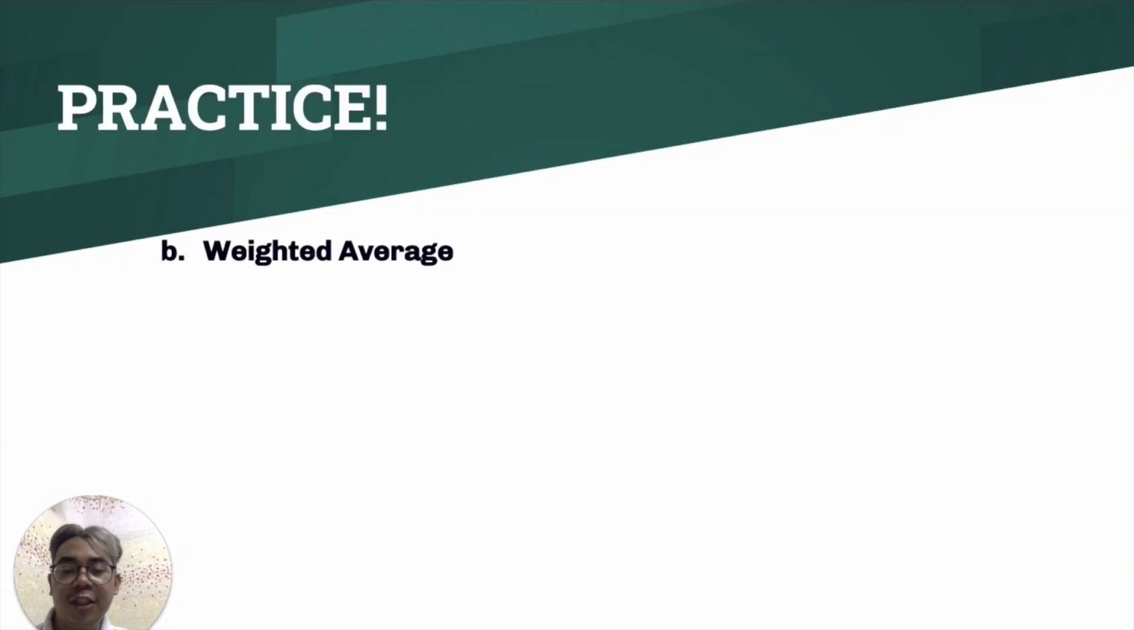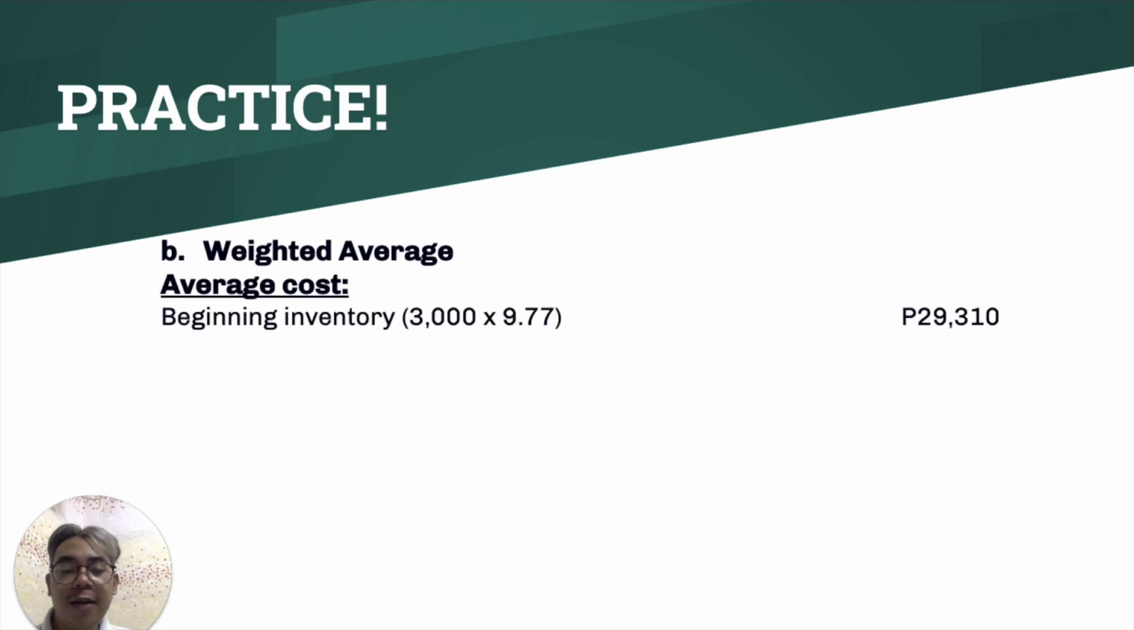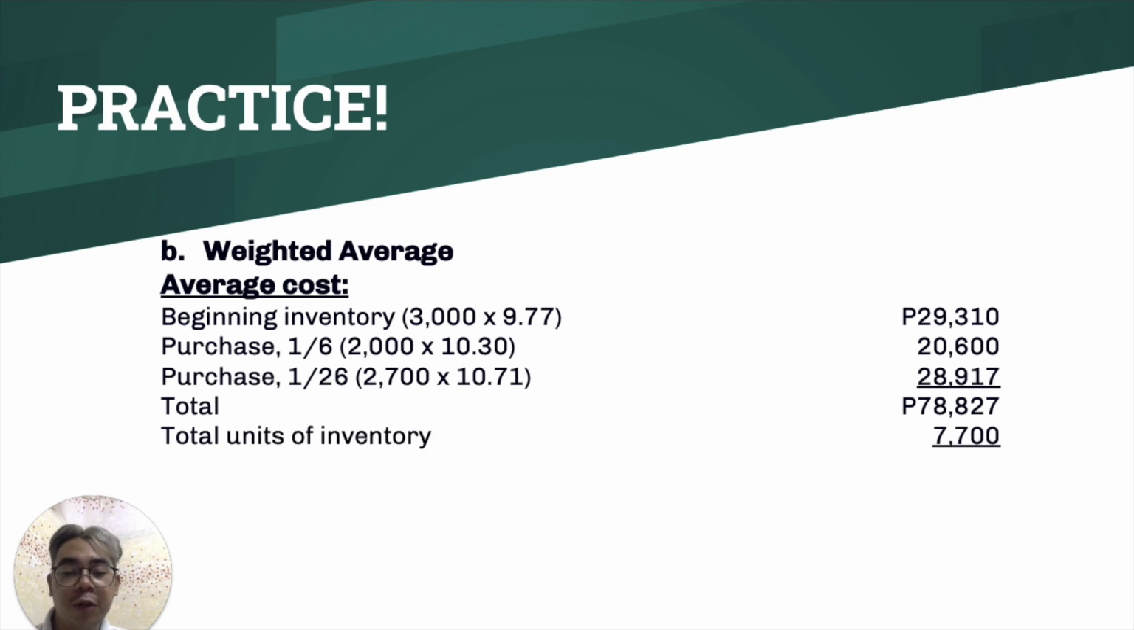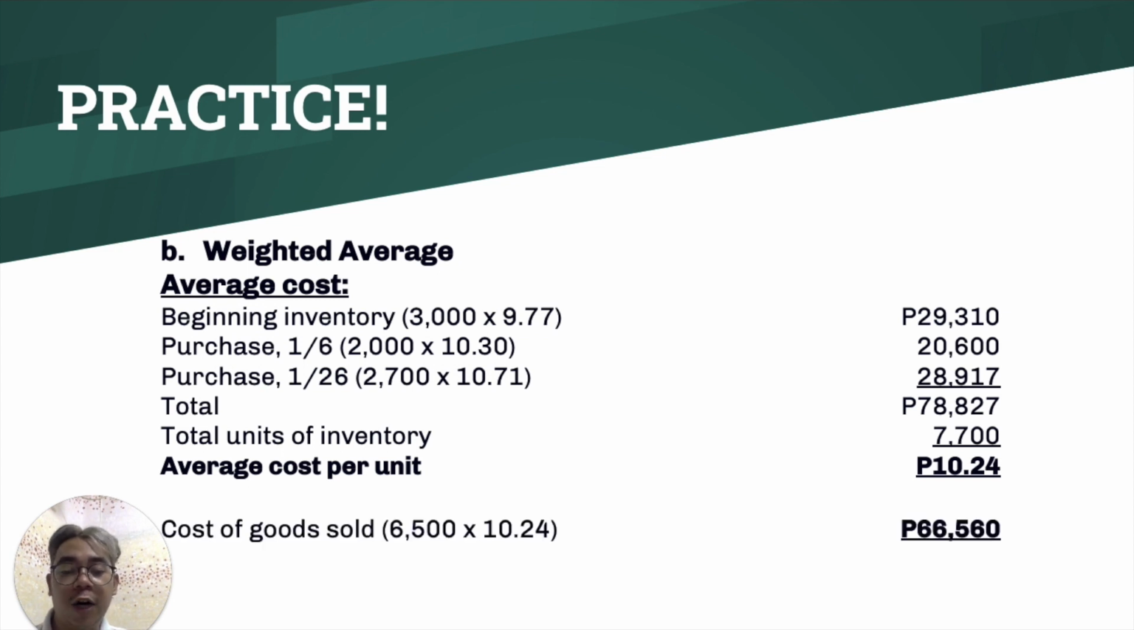For weighted average naman, you first compute for an average cost. So to do that, the beginning inventory is total 29,310. Yung January 6 purchase, 20,600. And yung January 26 purchase, 28,917. Ang total cost of goods available for sale ay 78,827. If we divide that sa total number of units ng inventory mo, 7,700, yung average cost per unit mo ay 10.24. That's the cost per unit that you will use in computing for cost of goods sold.